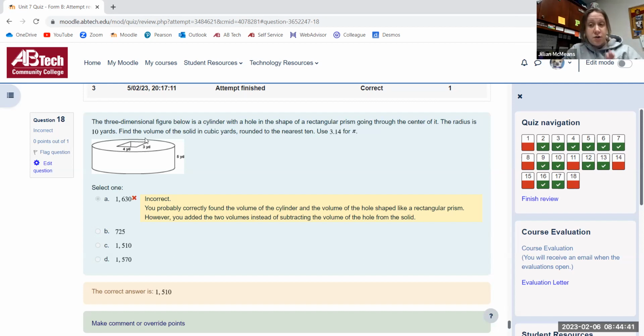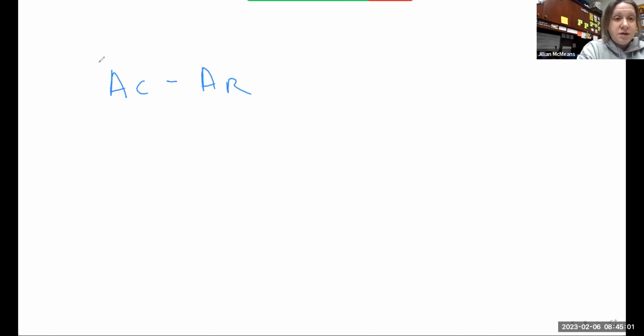I am not going to try to draw this because with the stylus it would be a disaster, so I'll just give you the formulas. We need to find the cylinder and subtract the rectangular prism. For the cylinder, you take pi r squared, the area of the circle, and multiply it by the height.